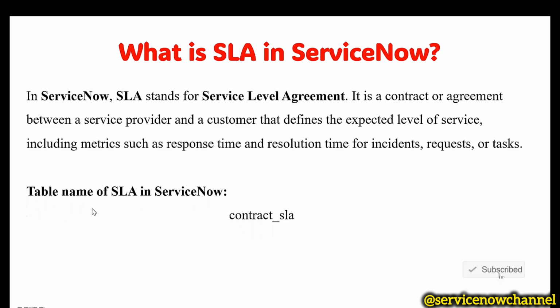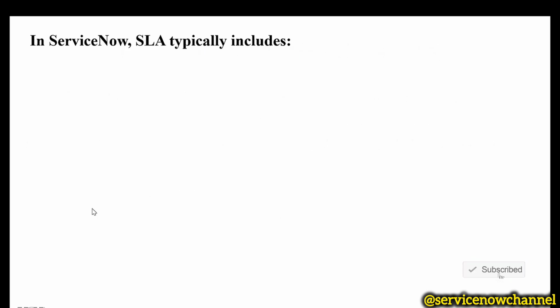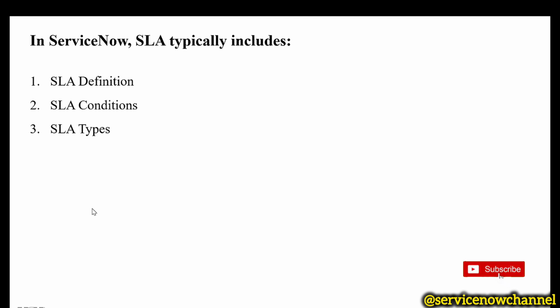The table name of SLA in ServiceNow is contract_sla. All the SLA related things will be stored in this table. So the table name of SLA in ServiceNow is contract_sla. In ServiceNow, SLA typically includes SLA definitions, SLA conditions and SLA types.